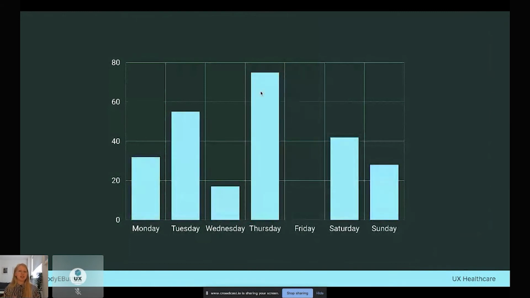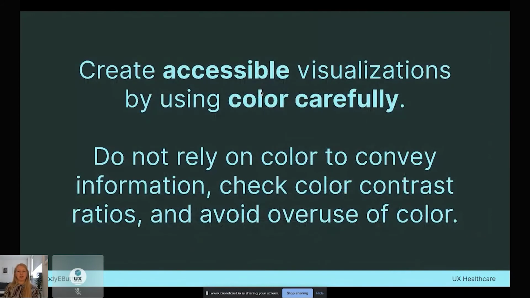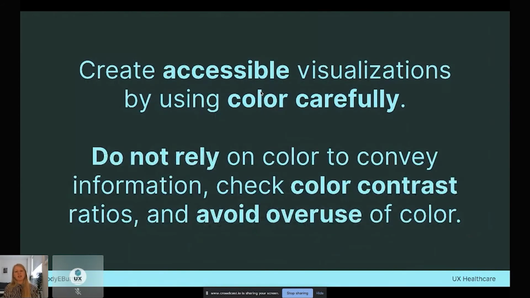So we can reduce the color that's being used and keep that all monochromatic. But we could even go a step further and just use color to highlight the most important information for the user to really help them focus in on that. So don't be afraid to use gray or other neutrals and really reduce the amount of color in your visualization. So we can create accessible visualizations by using color carefully. Do not rely on color to convey information. Make sure to check color contrast ratios and avoid overuse of color.